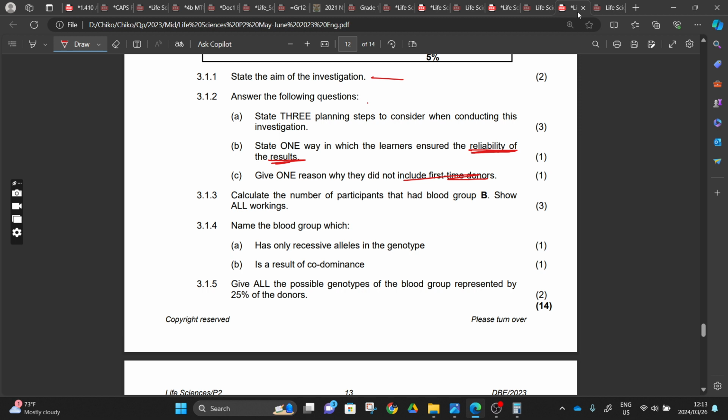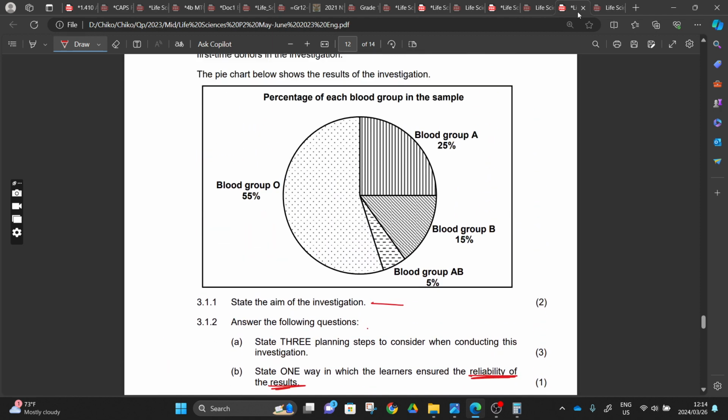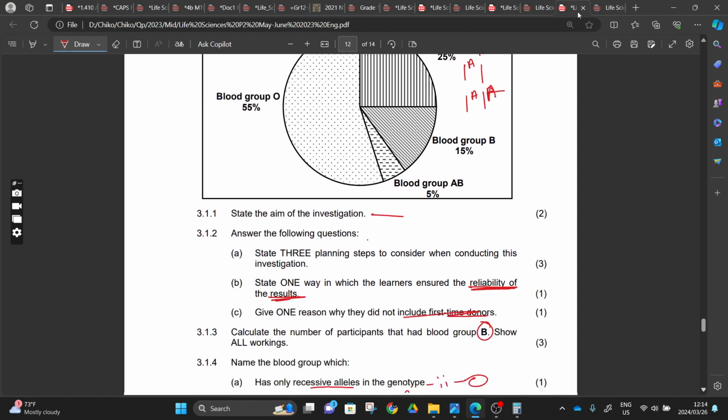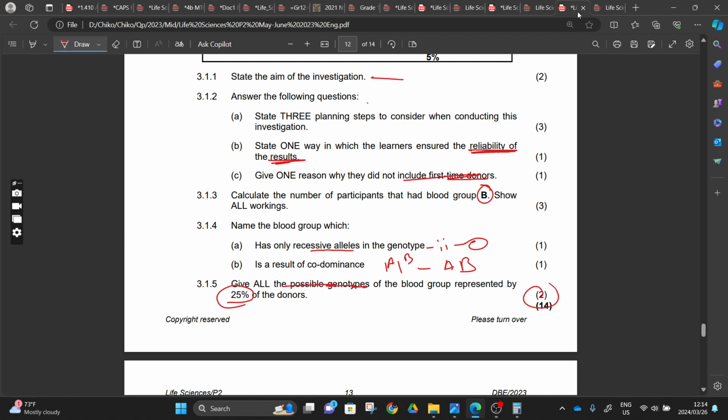What did we plan? And then calculate the number of participants that had blood group B, and name the blood group which has only recessive alleles. Then the percentage of this as a result of codominance. You'll name the blood group, and this is O, and this one will be AB. That one does not even need you to go and understand, but give all the possible genotypes of a blood group represented by a 25% donor. Which one is 25%? This is 25%, and it will be like this or like this. And they said give all the possible genotypes, 2 marks again.